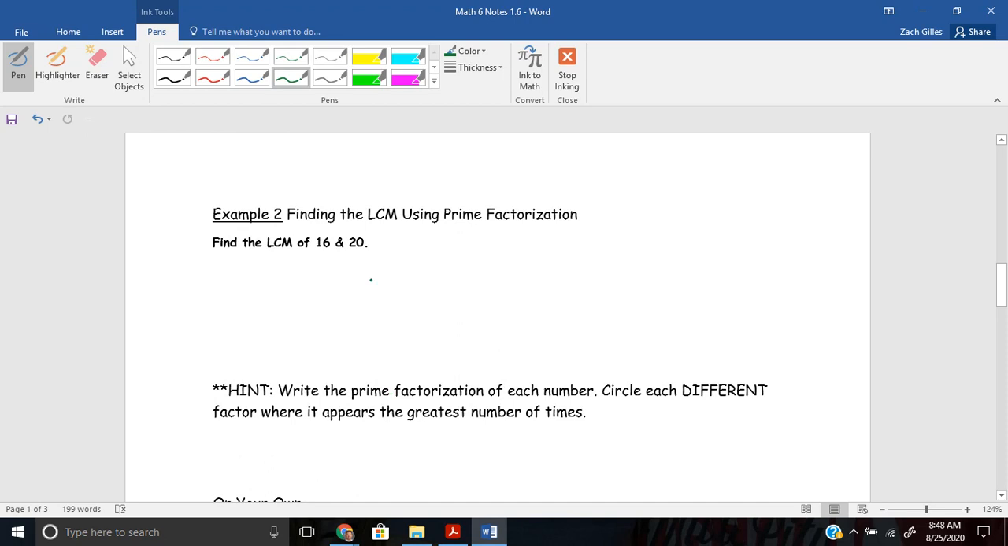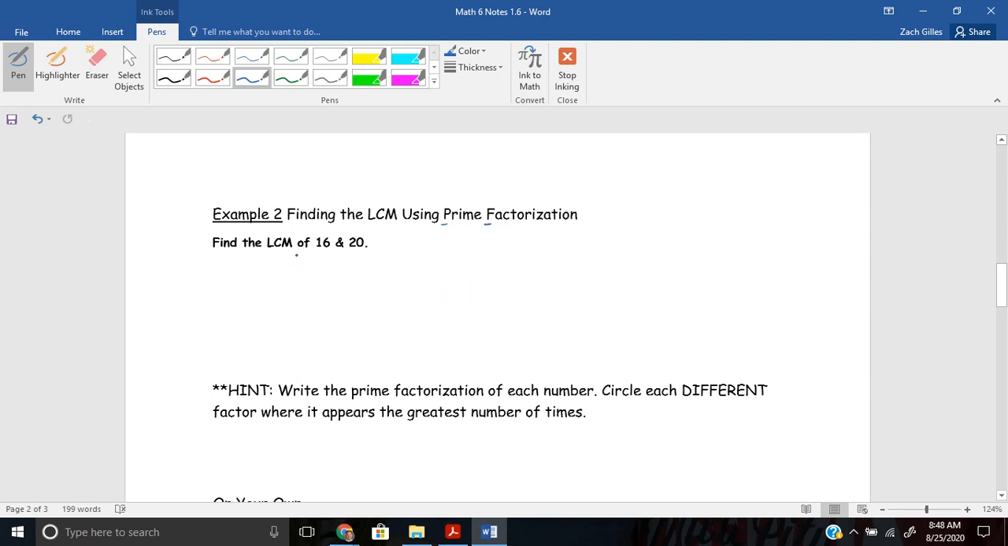For example 2, now we're going to use another method. I'm going to give you one more way to find the least common multiple of 2 or more numbers. You might like this method better. I think for some bigger, trickier numbers, this method works pretty good. Okay, so it wants us to find the LCM using prime factorization.